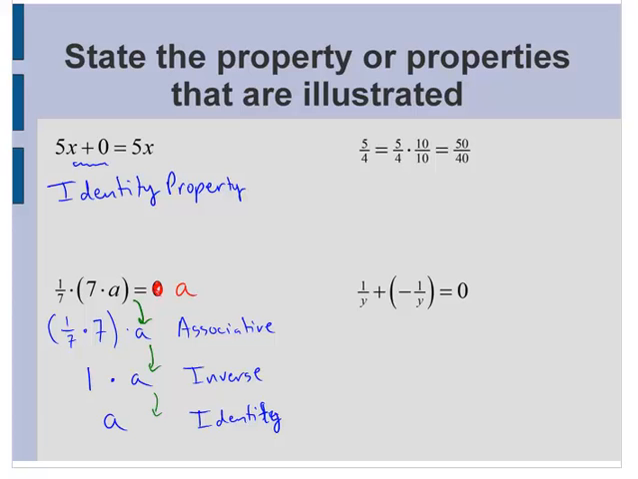Now this next one's kind of tricky. 5/4 is the same as 5/4 times 10 over 10. Well, wait a second. Isn't 10 over 10 just 1? 10 divided by 10 is 1. So really what I'm doing here is taking 5/4 and multiplying it by 1. That's an identity property.